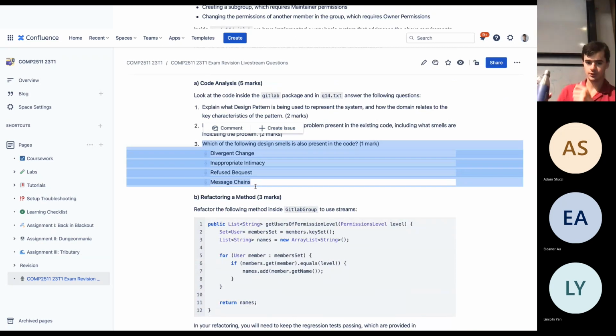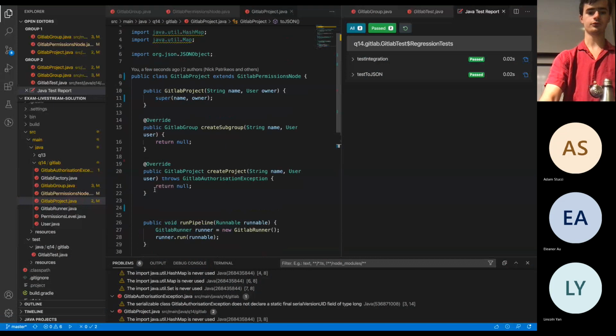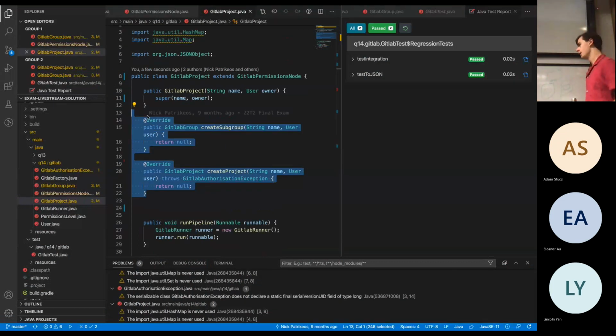So, which of the following design smells is also present? We talked about how, and this is pre and post refactoring actually, because we said, okay, we can't change the interface, but we have this create project and create subgroup method that is sitting on GitLab permissions node and sitting on GitLab project specifically. And you notice here we've still got this return null, return null. We tried to delete it, we couldn't because that would break the interface, it would break the regression tests. But this is an example of refused bequest.